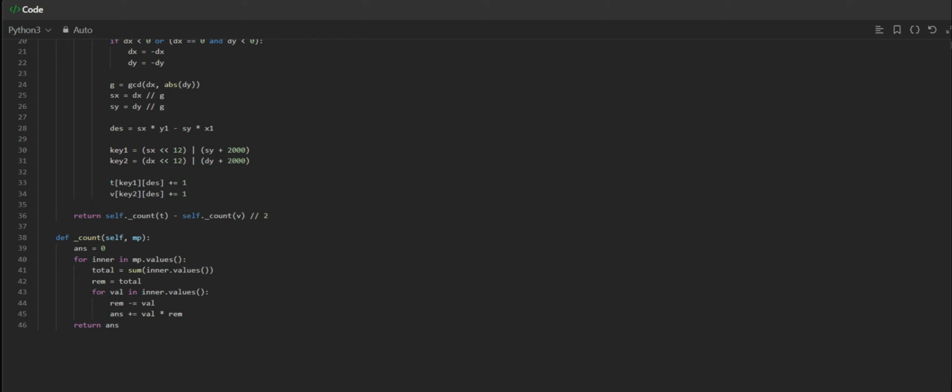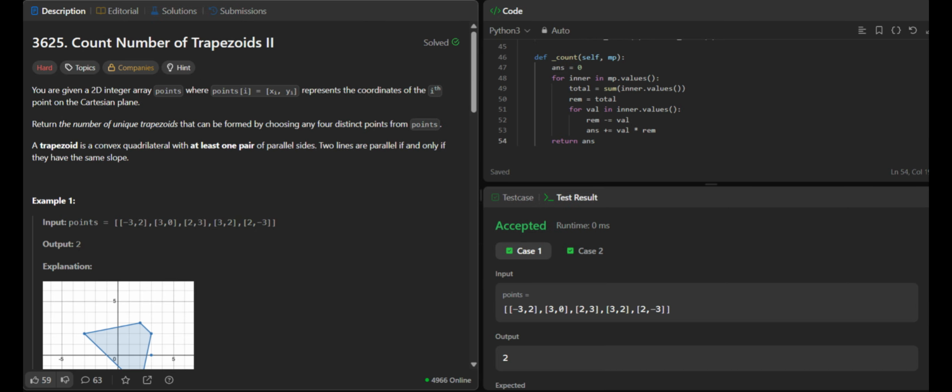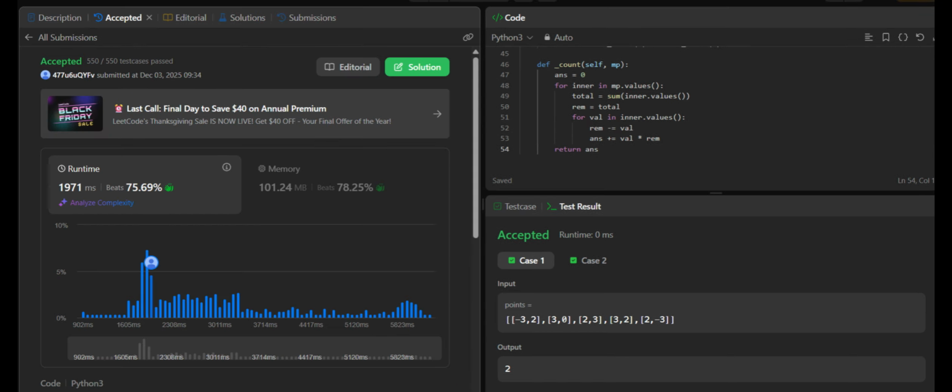Waiting for results. All test cases passed successfully. No time limit exceeded, no errors. That means our geometry plus hashing strategy worked perfectly. Now, moment of truth. We hit submit. Boom. Accepted. We solved a LeetCode hard geometry problem efficiently.